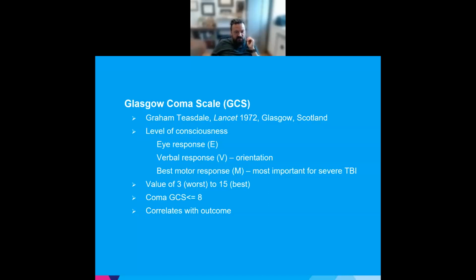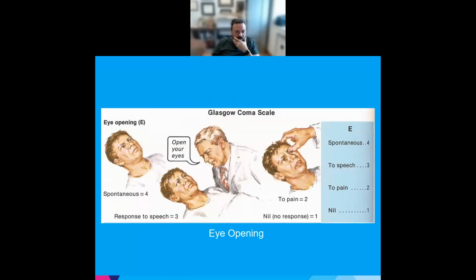A GCS of less than or equal to 8, so 3 to 8, is typically defined as a coma. That is also the definition of a severe TBI, or patients with a TBI that are in a coma. It has been shown to correlate with outcome, but that wasn't the initial intent of the Glasgow Coma Scale.